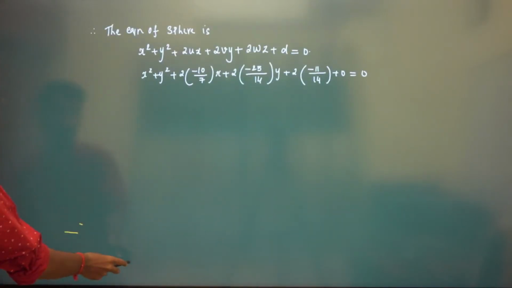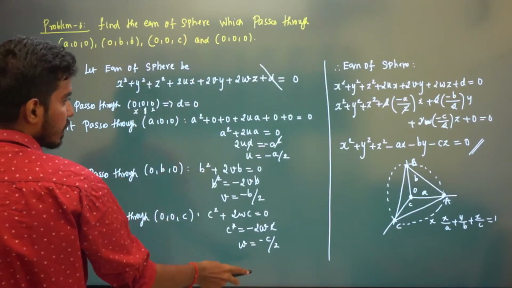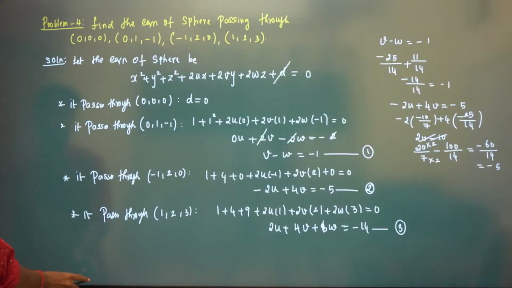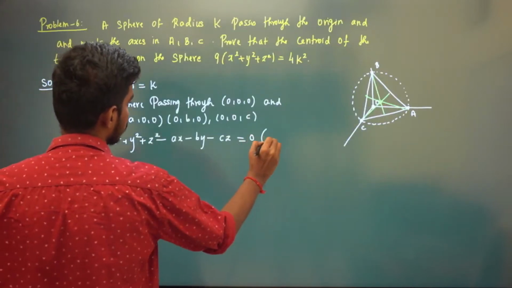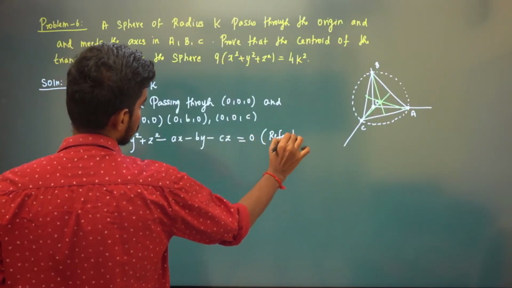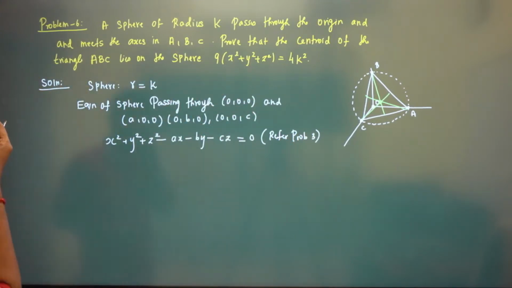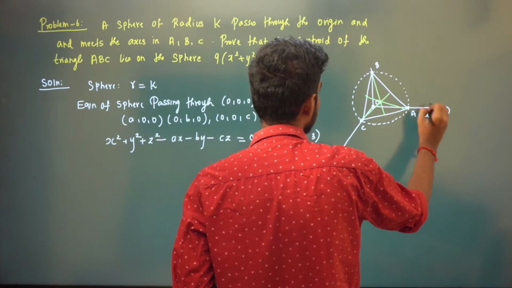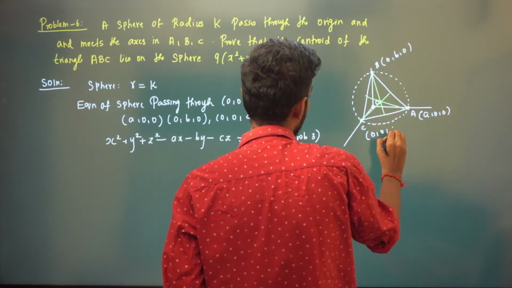Refer to problem number 3, where the equation of the sphere passing through these four points is x square plus y square plus z square minus ax minus by minus cz. I'm writing this directly. This is the equation of the sphere. Now prove that the centroid of triangle ABC lies on it. This point is (a, 0, 0), this point is (0, b, 0), this point is (0, 0, c).